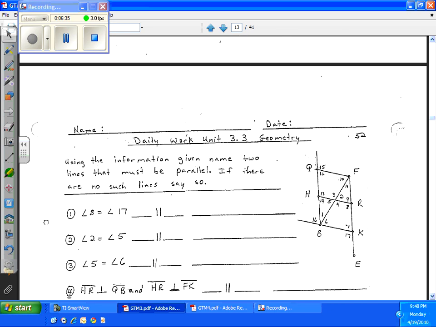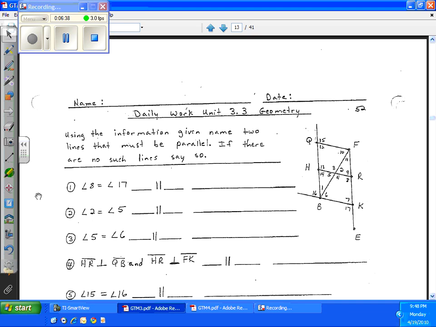Okay? So that's lesson 3.3, and in a moment we will go over 3.3 daily work.